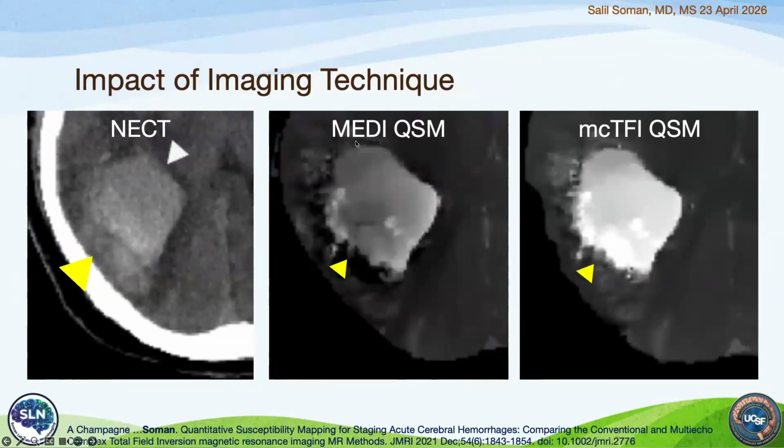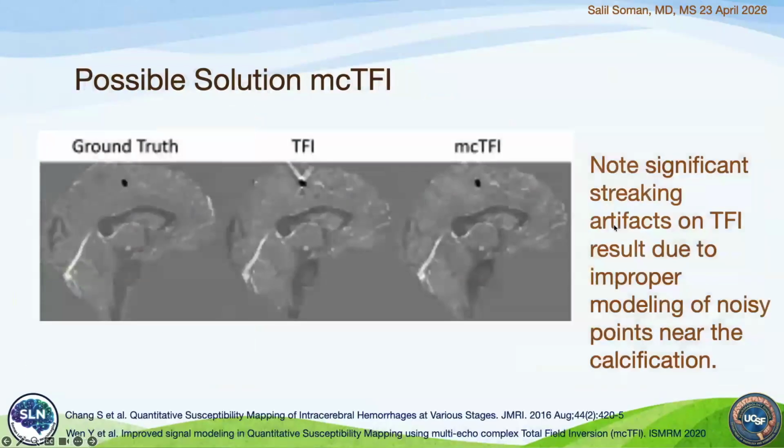It was this particular type, Medi-QSM, an older one. And then this MCTFI QSM was a different technique that I encountered where they were trying to make sure that it was quantitatively more reliable. And there you can see that it matches the CT coverage a little bit better. What we did is, this is phantom data showing that the MCTFI QSM could avoid these kinds of distortions that the Medi one could make.